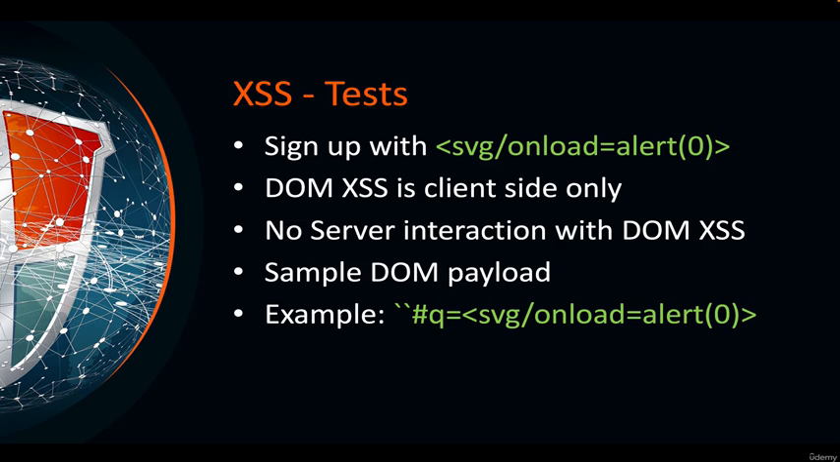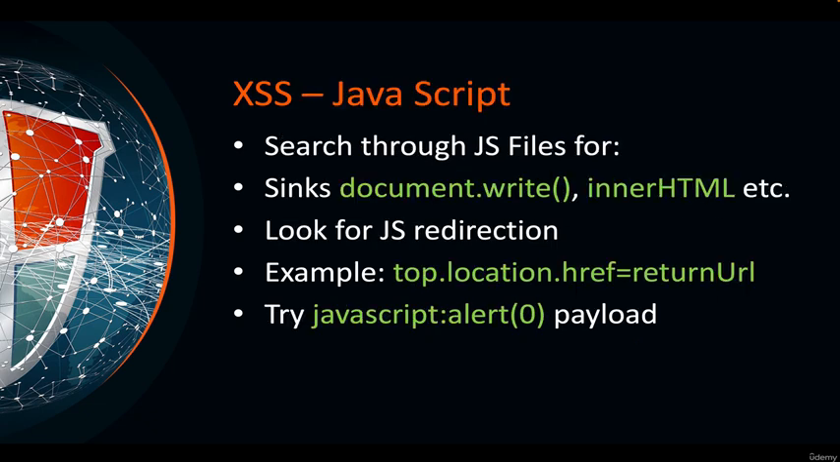So that means you have a sink and you have a source, and the source is the user controllable input, right? Like your payload. And the sink is a dangerous function or a dangerous functionality which processes your input. And then based on that, you can execute a cross-site scripting vulnerability because it's not sanitizing it properly. So that's DOM XSS. Now, in JavaScript, you look for certain things, like the classic ones are document write, inner HTML.